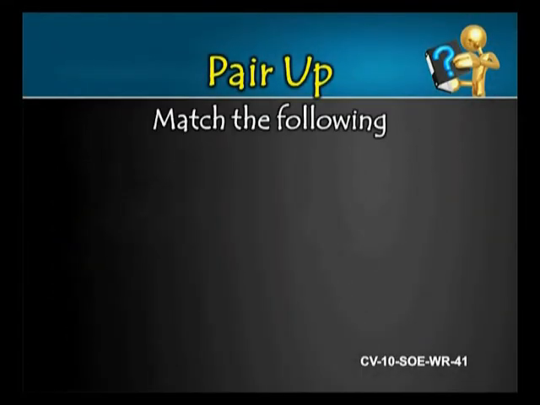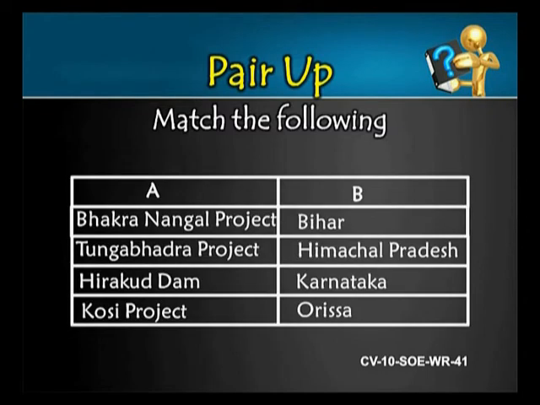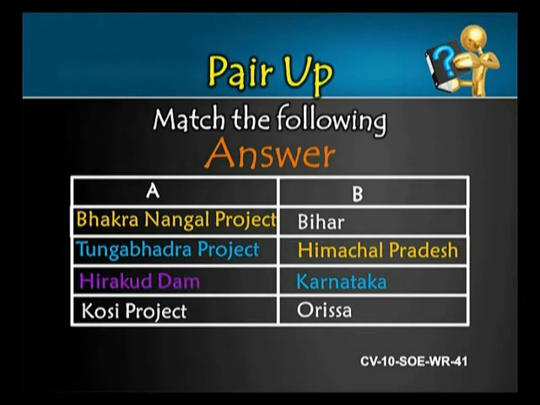Now let's move on to match the following. Your answer is Bhakra Nangal is in Himachal Pradesh, Tungabhadra is in Karnataka, Hirakud Dam is in Orissa, Kosi Project is in Bihar.